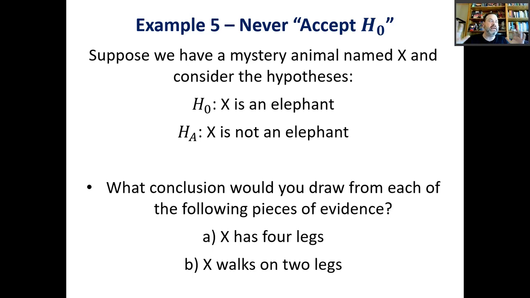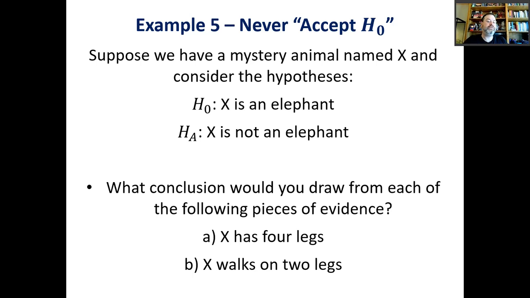In other words, we're taking in all kinds of evidence, and we're only looking for things that will tell us that X is not an elephant. And if we don't see anything that tells us X is not an elephant, then we're just going to keep assuming it is. So A doesn't give us any information. It doesn't reject the null hypothesis. B, X walks on 2 legs.